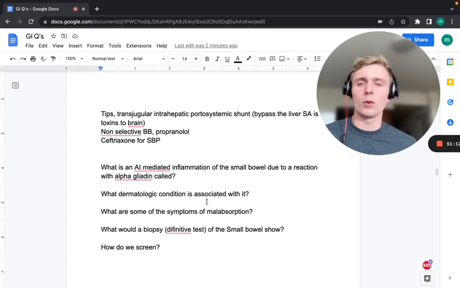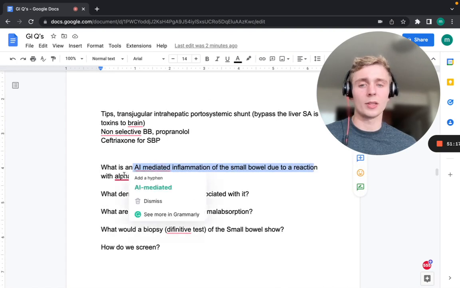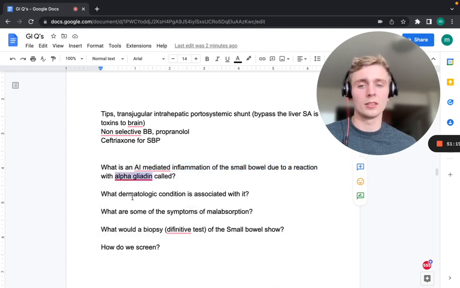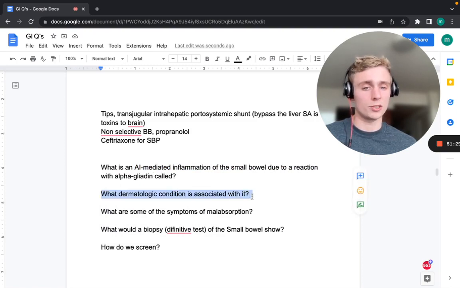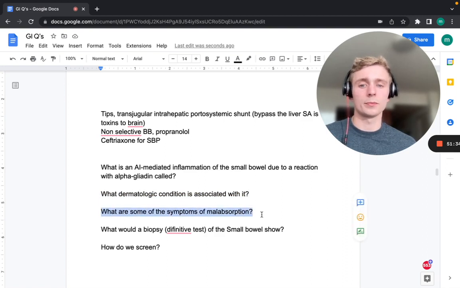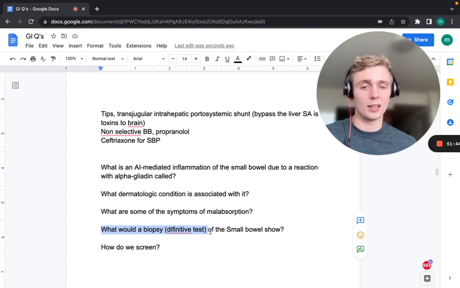So one more here. What is autoimmune-mediated inflammation of the small bowel due to a reaction with alpha-gliadin called? What dermatologic condition is associated with this? And also, what are some of the symptoms of malabsorption? As I go through the questions, you can kind of get a sense of what this is if you don't know. What would a biopsy, as the definitive test of the small bowel, show? And also, how do we screen for this?